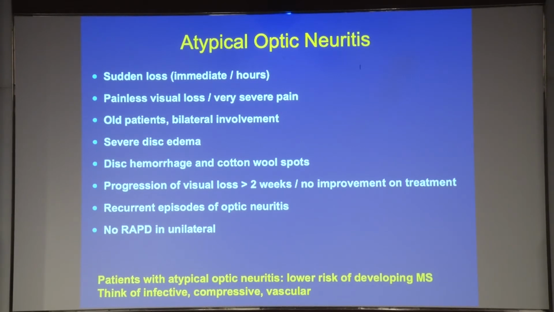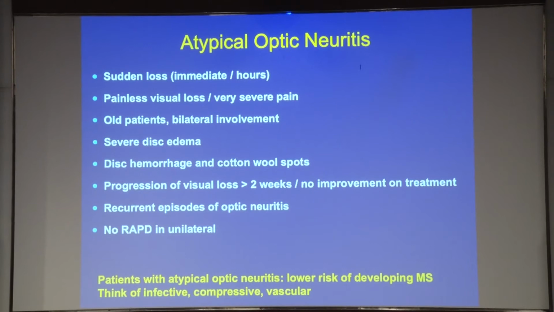Older patients, bilateral involvement, severe disc edema, a lot of hemorrhages, cotton wool spots. Vision loss progression or no improvement beyond 2 to 3 weeks. Think atypical. Recurrent episodes of optic neuritis, and like I said, no RAPD in a unilateral vision loss.